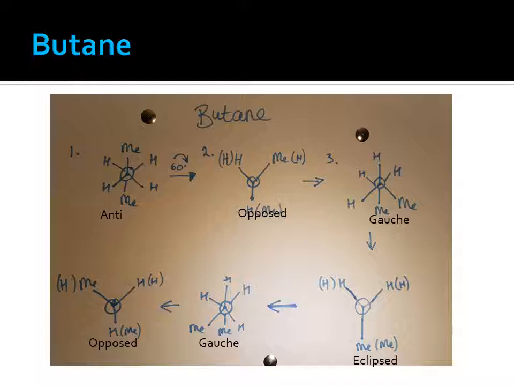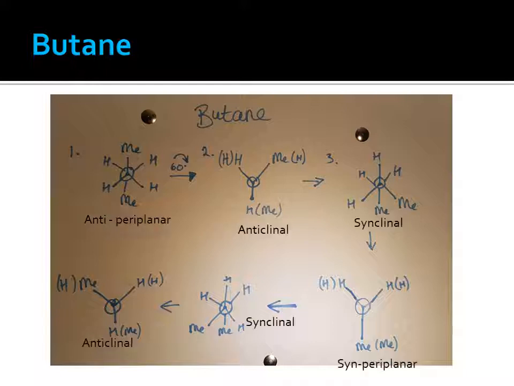Now these actually have different names. The anti can be referred to as anti-periplanar. The opposed can be referred to as anticlinal. The gauche can be referred to as the synclinal, and the eclipsed is a syn-periplanar.